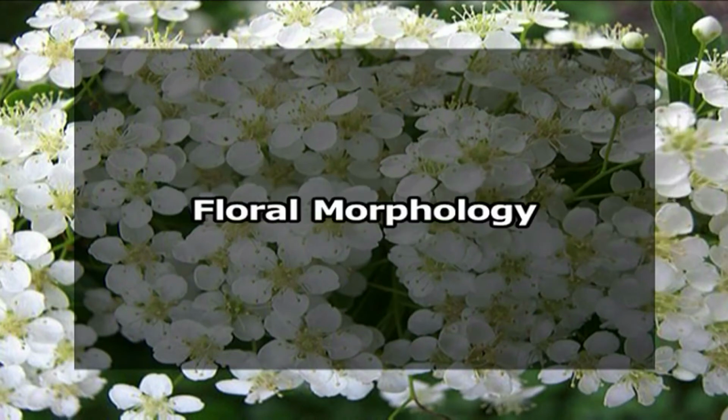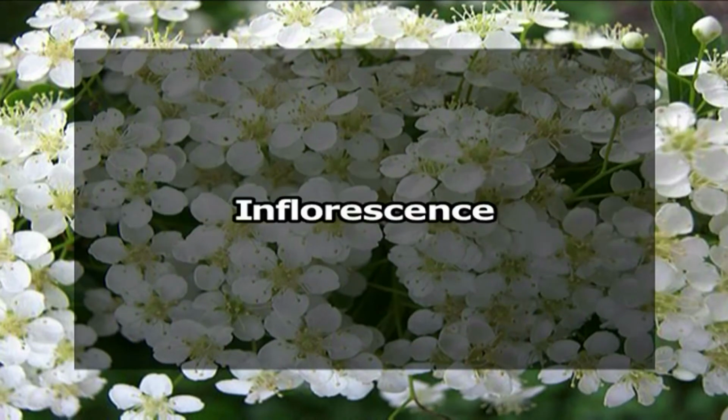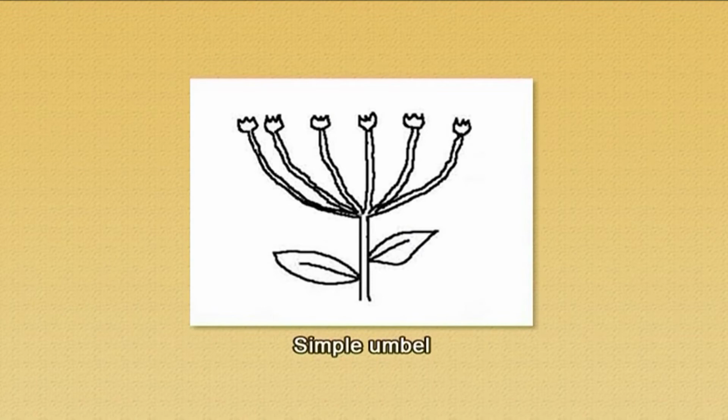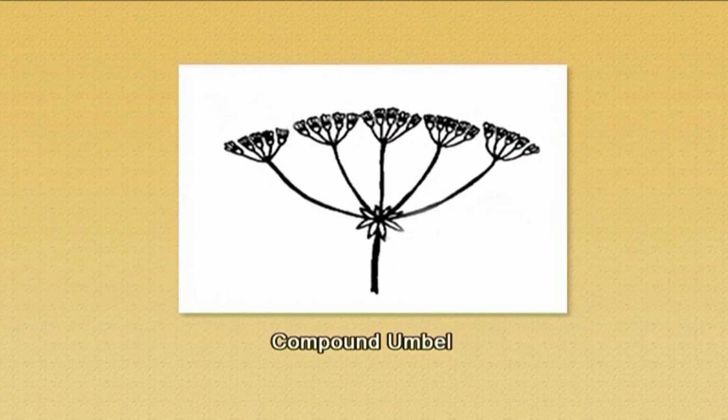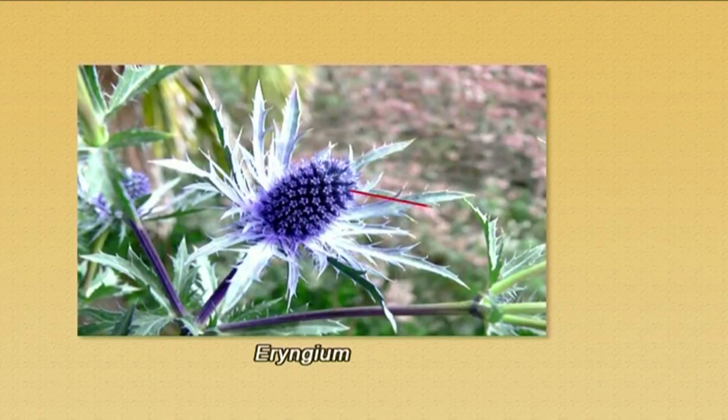Now let us discuss the floral morphology, starting with its inflorescence. The inflorescence in Apiaceae is usually terminal and it can be either a simple umbel or a compound umbel. These umbels are often subtended by involucres of bracts. Sometimes these umbels can be condensed. They are aggregated into a head-like structure called a pseudo-head.